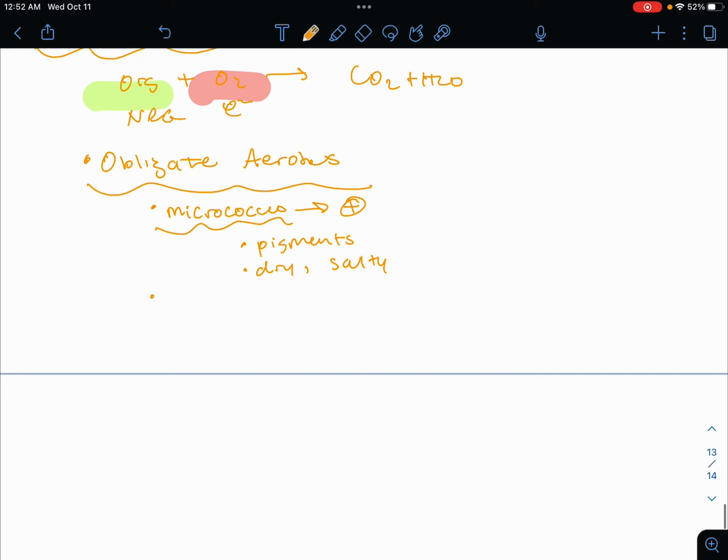Alright, Mycobacterium. These are the species that do not have the peptidoglycan in their cell wall. They have those acid-fast bacterial cell walls of mycolic acid.